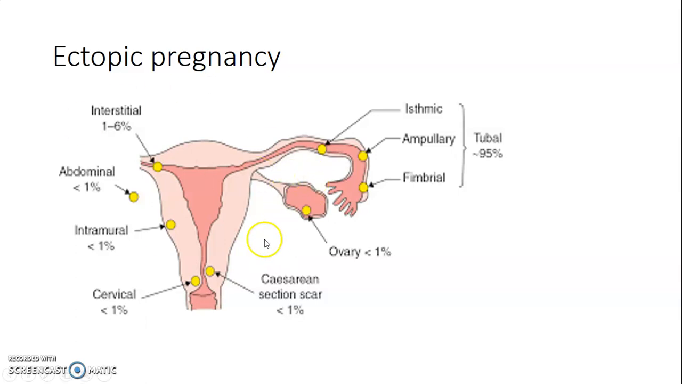So when it occurs at the isthmus, when it occurs at the cervix, when it occurs at the fallopian tube, the ovaries, in the intramural part, some can go to the abdomen at the peritoneum, some implantation can occur within the abdominal viscera like the liver. All this we refer to as ectopic pregnancy. But majority of ectopic pregnancies occur at the fallopian tube. Remember, fertilization occurs at the ampulla.